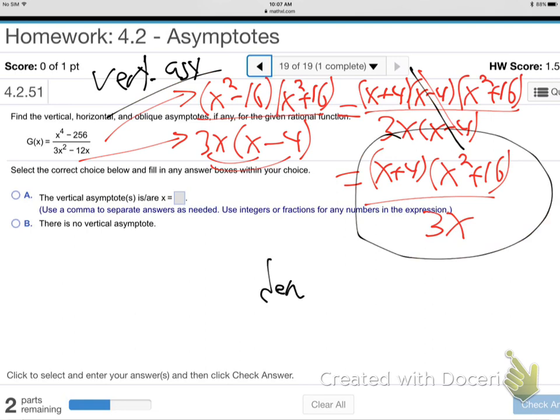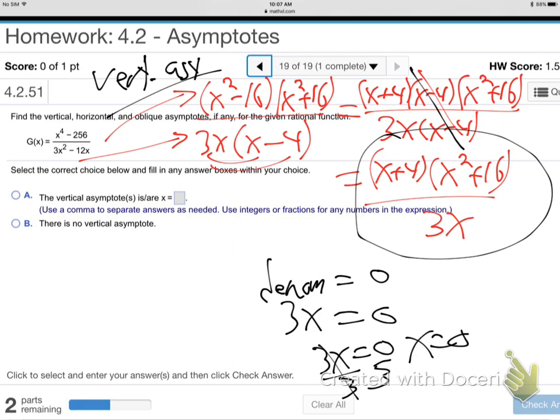Now you take the denominator that's left equal to 0. So that'd just be 3x equals 0, divide by 3, x is 0. So the vertical is only x equals 0. Good for that one? Where did the 4 come from? The minus 4 on the bottom.